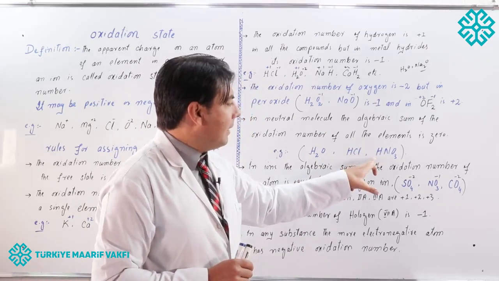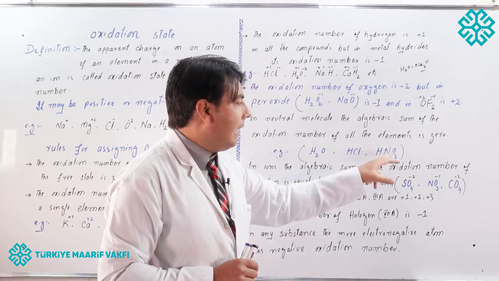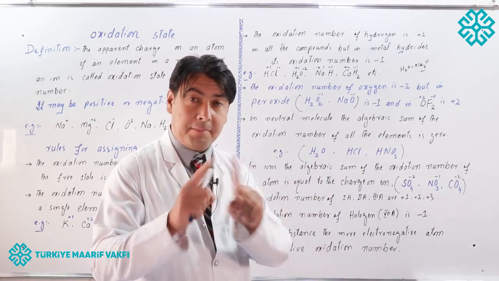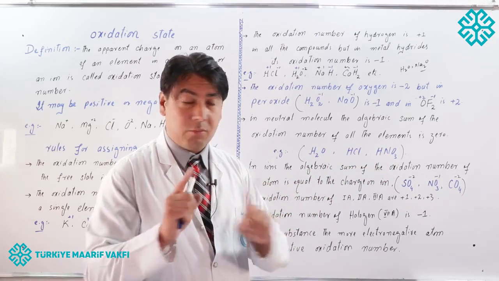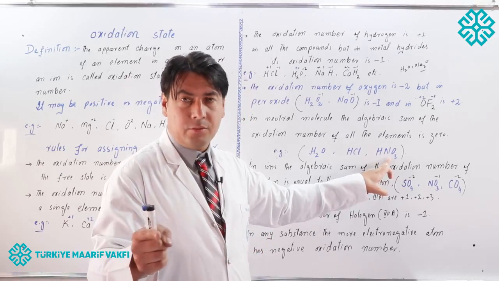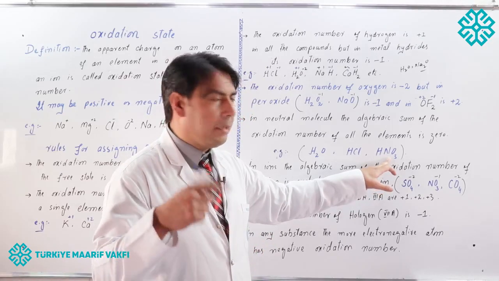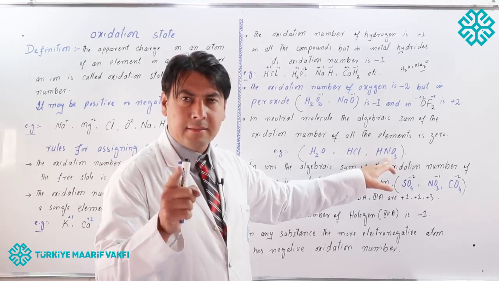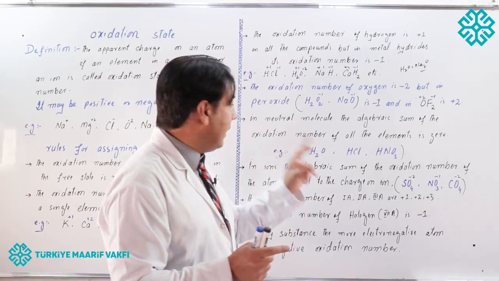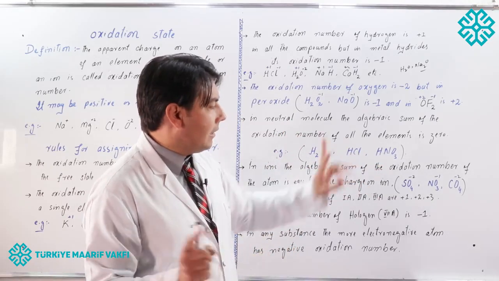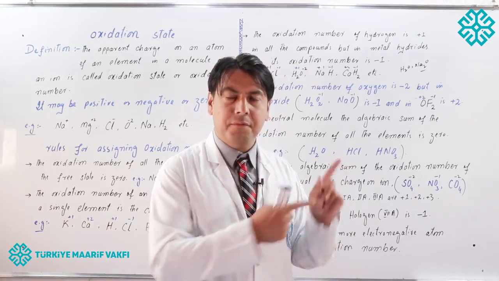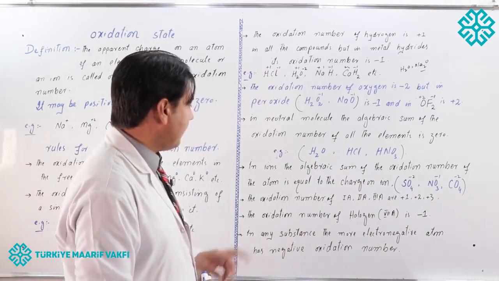The oxidation number of hydrogen is +1 and the oxidation number of nitrogen is +5. So +5 +1 is equal to +6, and the oxidation number of 1 oxygen is -2. So the oxidation number of 3 oxygens will be -6. So +6 -6 is equal to 0. So the algebraic sum of the oxidation numbers of hydrogen, nitrogen and oxygen is 0. Therefore, this molecule is neutral.